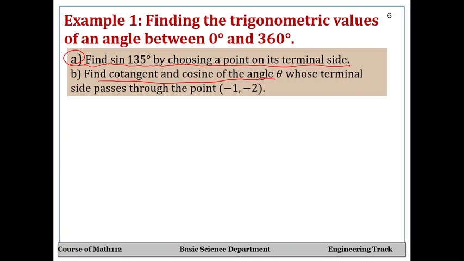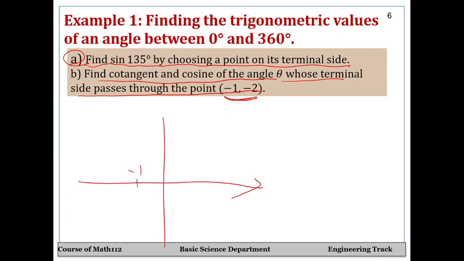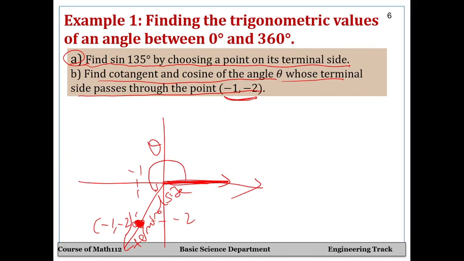Find cotangent and cosine of the angle theta whose terminal side passes through minus 1, minus 2. Again, first let's place the angle. It's passing through minus 1, minus 2, which is here. So we are talking about an angle whose terminal side is in the third quadrant. This is the terminal side. This point on the line is minus 1, minus 2, and theta is this, and we want to find cosine theta.